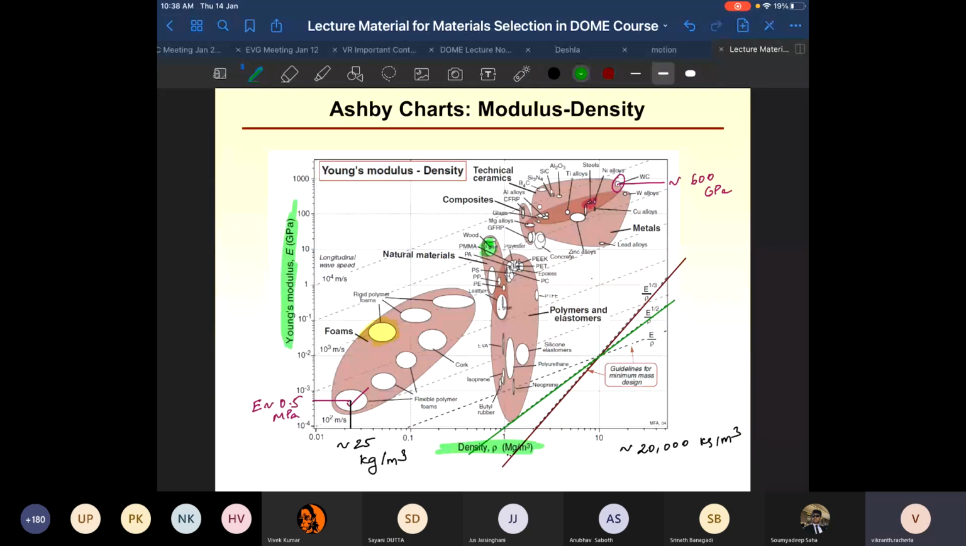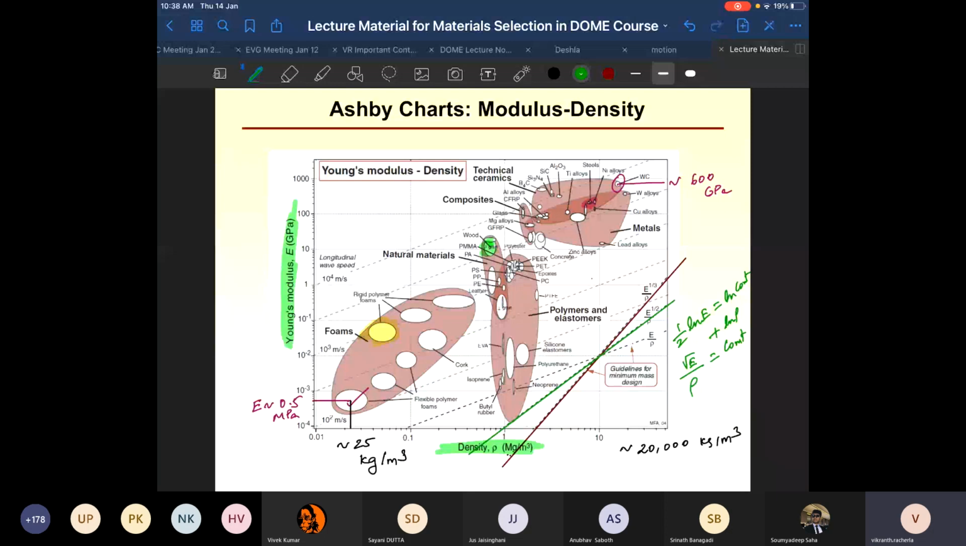Okay, this is a log-log plot. So let us say square root of E by rho is constant. Okay, then what would happen? If I take log of this, why would it be ratio of passing through origin? So what I will have is half times natural log of E will be equal to natural log of constant plus natural log of rho. Correct?